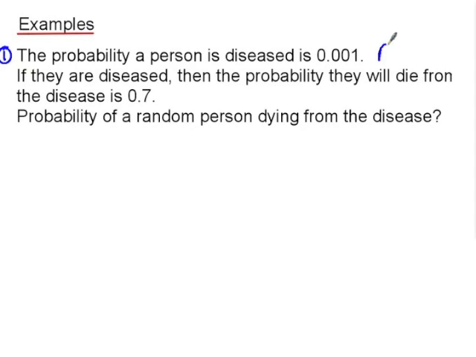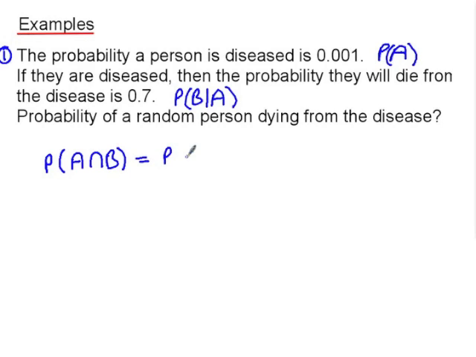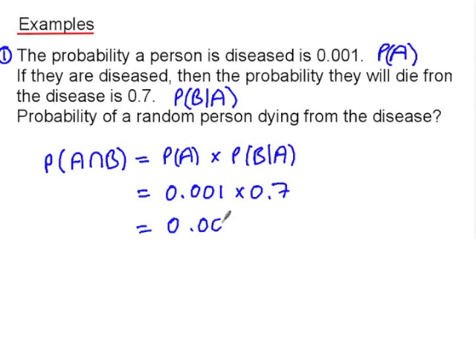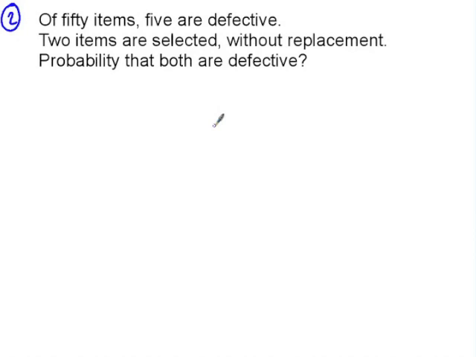So we could say that this is the probability of A. So event A is that a person selected at random is diseased, and this is the probability of B given A. So this is saying event B is that somebody will die from the disease. So really we're looking for the probability that they have the disease and they die from it, which is probability of A multiplied by probability of B given A, which is 0.0007.